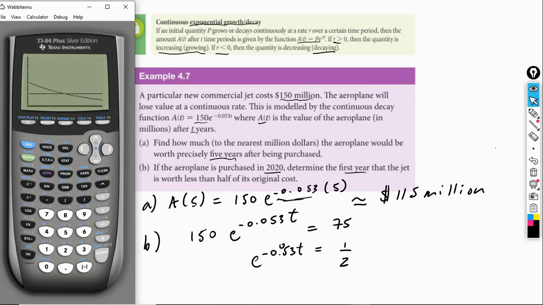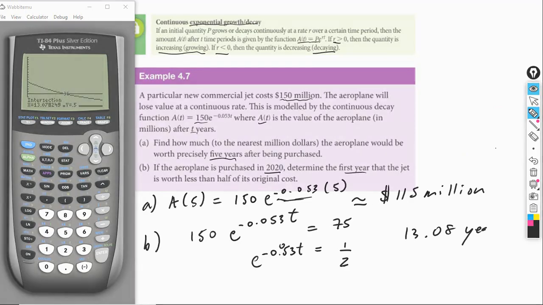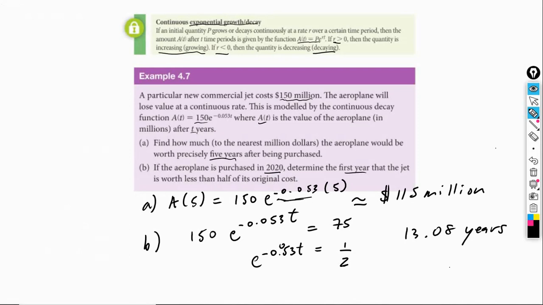So what we need to do is find where these two graphs intersect. So we would go second, calculate, and number 5, intersect. First equation, yes. Second equation, yes. Guess. And there it is. It says that x equals 13.08 rounded to 2 decimals. So let's write that over here. It would take 13.08 years. So that means that it would reach a value that is less than half of the original cost in 2034.